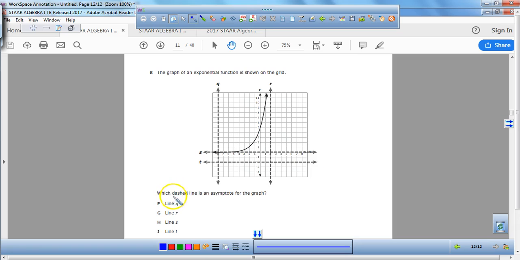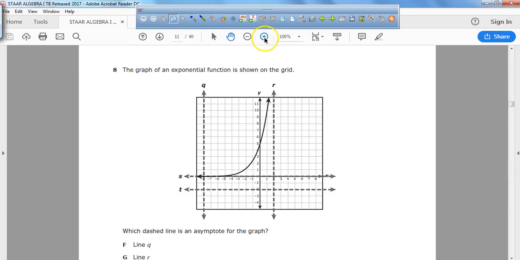It says which dashed line is an asymptote for the graph. Now an asymptote is a boundary that the graph gets to but doesn't quite touch. Sometimes, in more complicated equations, asymptotes can be crossed, but basically the graph gets really, really close to it but doesn't quite touch it. So we're looking for the asymptotes. I'm going to zoom in now and explain what these are.